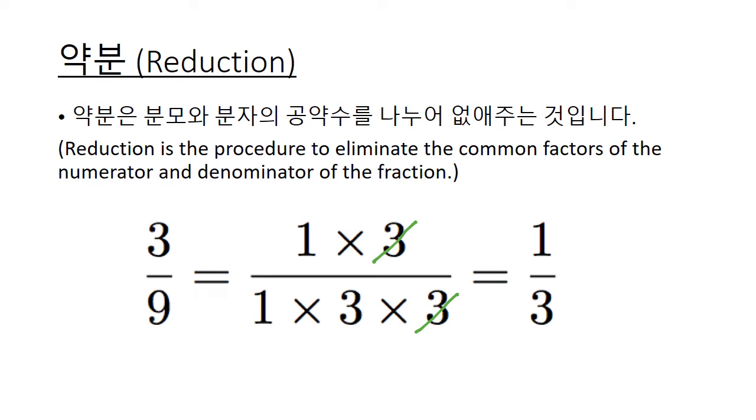denominator. So in this example, we can see that the factors of 3 are 1 and 3, and the factors of 9 are 1 times 3 times 3. The numerator and denominator both have 3 as their factors, so we can cross those out and reduce the fraction 3 over 9 to its simplest form, 1 over 3.